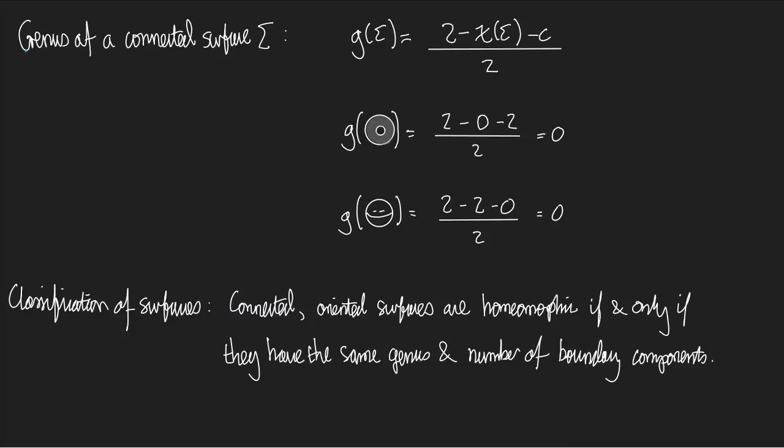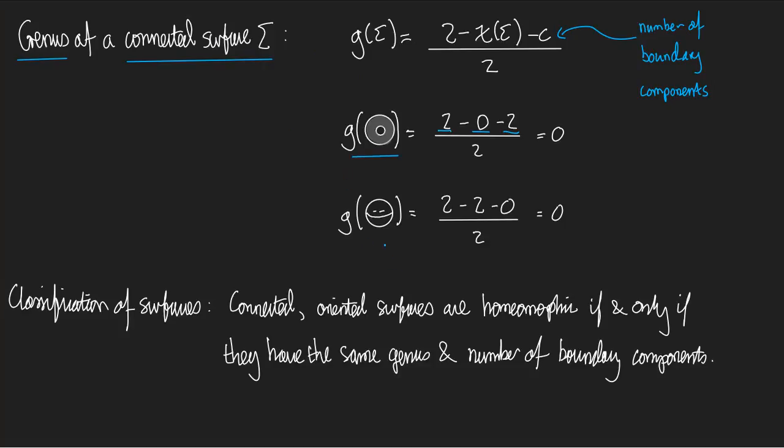Okay, from the Euler characteristic, we can define the genus. It's the genus of a connected surface sigma, and it's just given by a formula. G of sigma is equal to two minus chi minus c, all over 2. What is this c? This is the number of boundary components. So, well, here's an example. What about the annulus? Well, 2 is 2. Chi of the annulus, we just saw, is 0. And the number of boundary components is 2. Remember, it's the inside boundary circle and the outside boundary circle. So that's my minus 2, and altogether I get 0.